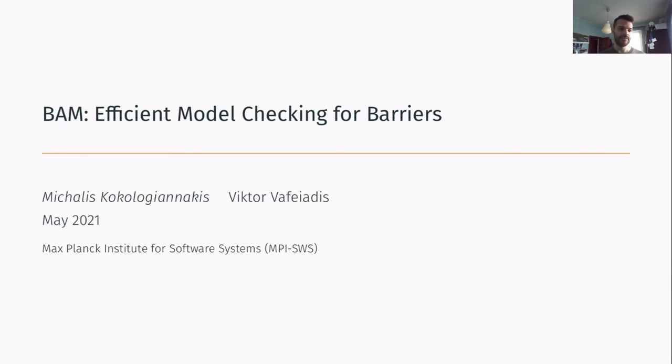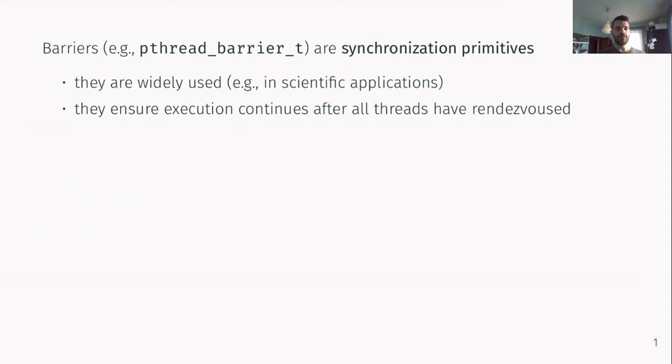My name is Michalis, and I'm going to talk to you about stateless model checking of concurrent programs that use barriers. So what are barriers to begin with? Barriers, as in, for example, pthread barriers, are synchronization primitives. And these are not to be confused with memory fences, which are also sometimes referred to as barriers. Barriers are widely used, mostly in scientific applications, and what they do is ensure that the execution of a concurrent program will only continue after all threads have reached a specific checkpoint.